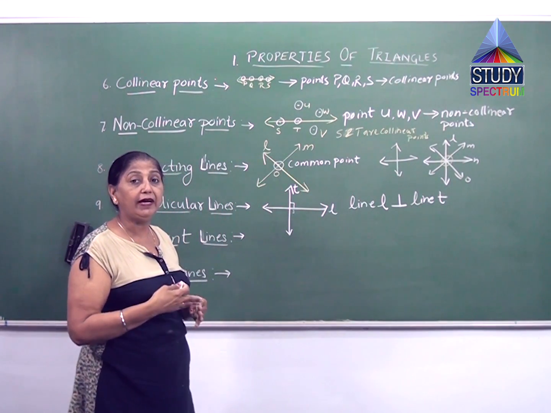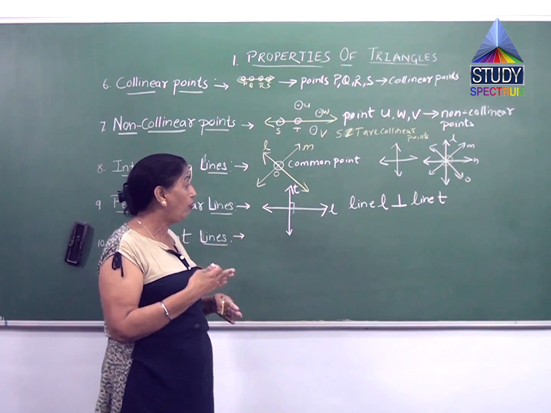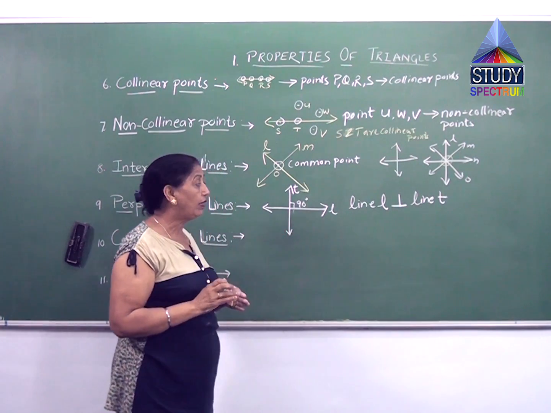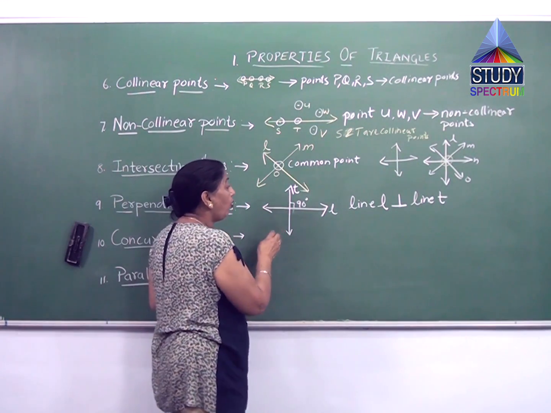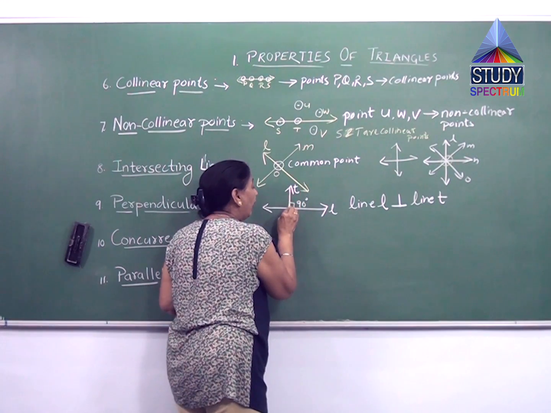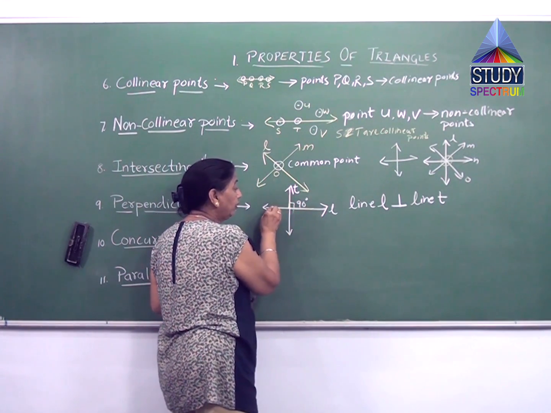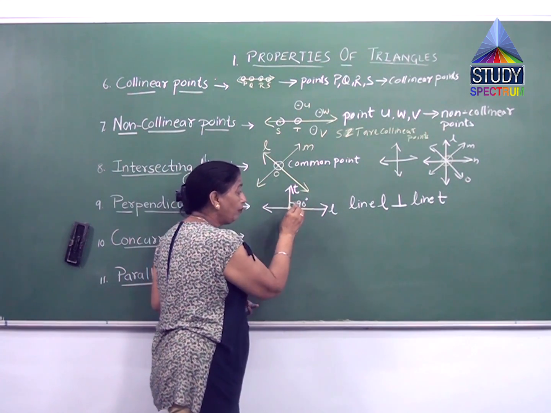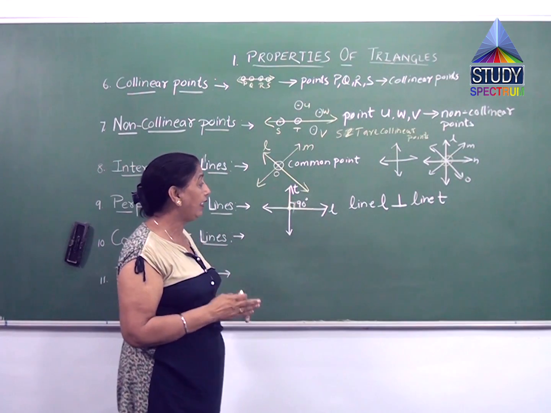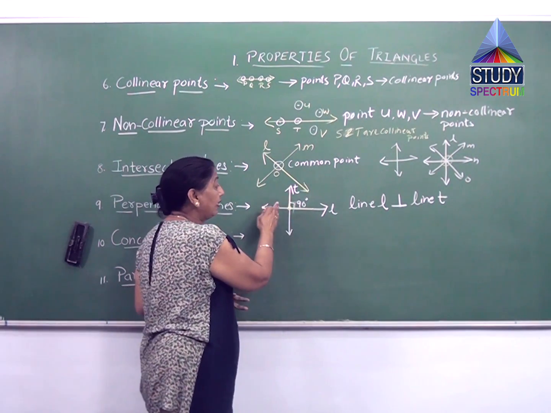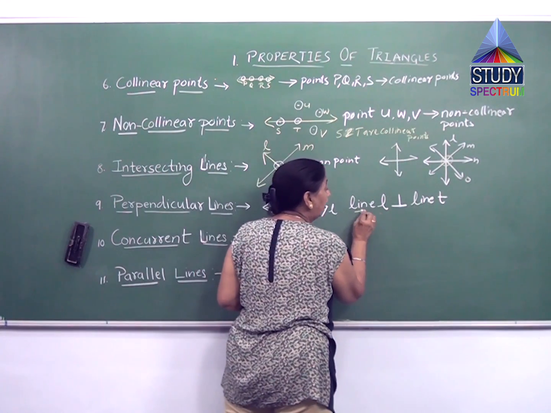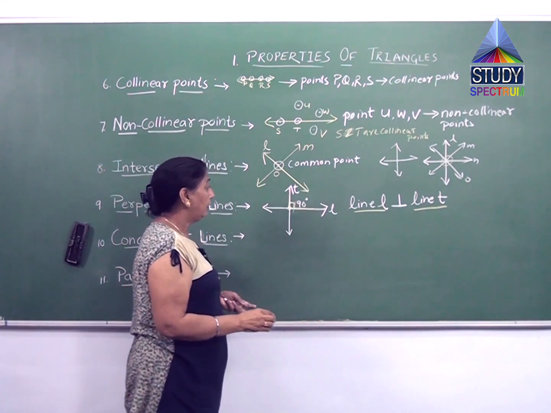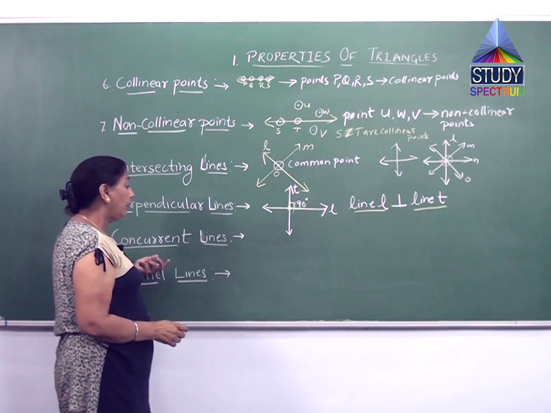What is a perpendicular line? When two intersecting lines form an angle of 90 degrees, they are known as perpendicular lines. They are always in the shape of an L. Whenever you see two intersecting lines having a common point and the angle formed between them is 90 degrees, then you can say that these lines are perpendicular, and you can write it this way: line L is perpendicular to line T.